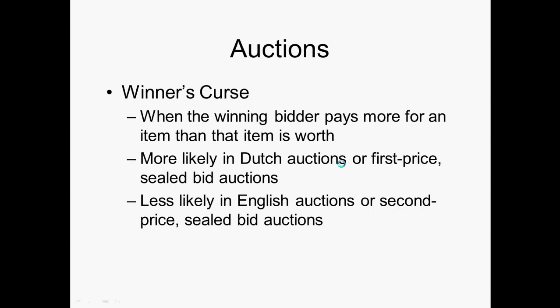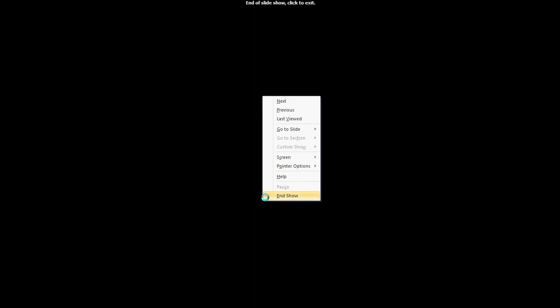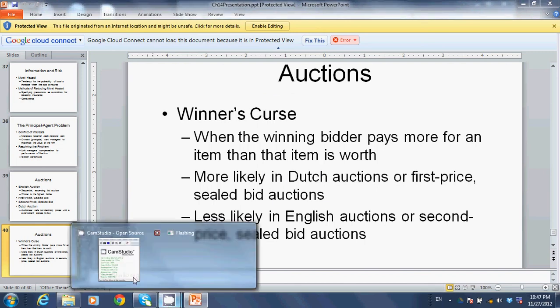Different kinds of auctions can cause this more than others. I guess Dutch auctions do it more often than English auctions. You can kind of imagine how with English auctions you might take your cue. You're watching what other people bid. You've got some kind of clue about what it's worth to other people. But, okay, well, that's chapter 14.